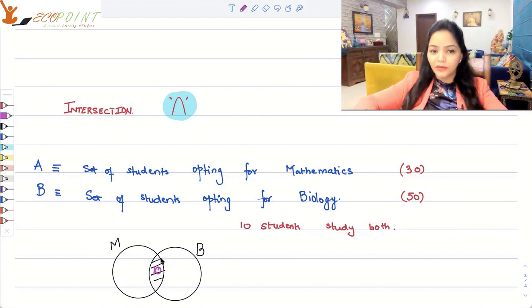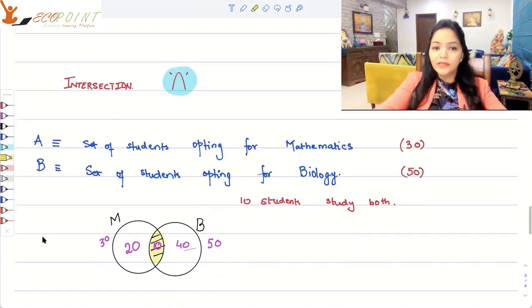If 10 students are here, then to complete this circle of mathematics, the complete circle of mathematics should be 30. So that means here, where I have only mathematics, will be 20, because 20 plus 10 will give me 30. Similarly, there are total 50 biology students, but 10 are opting for maths as well. So they are a part of this intersection, this common area. So 40 are here. 10 plus 40 will give me 50. So that's the notion of intersection, common part.